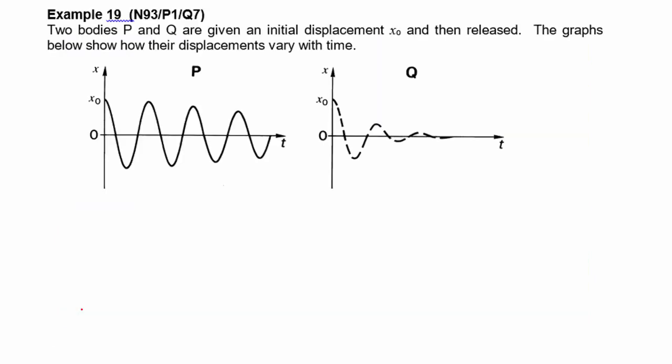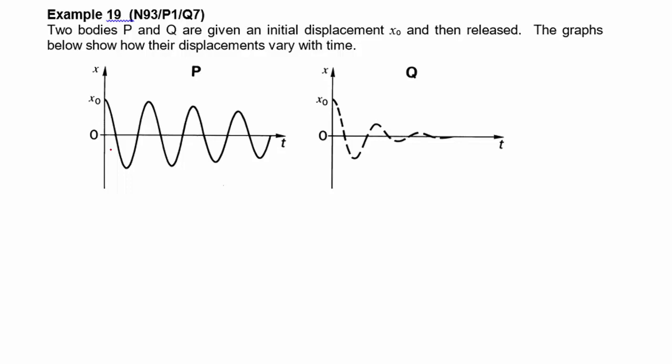Okay, let's move on. Example 19 is about a graph. You're asked to pick which diagram shows the correct answer for resonance. In example 19, we have two bodies P and Q that are given an initial displacement and then released. You compare these two oscillators. Obviously, they have more or less the same frequency.